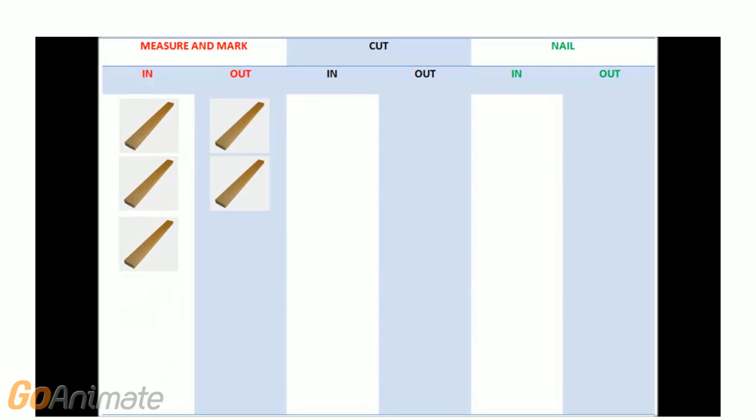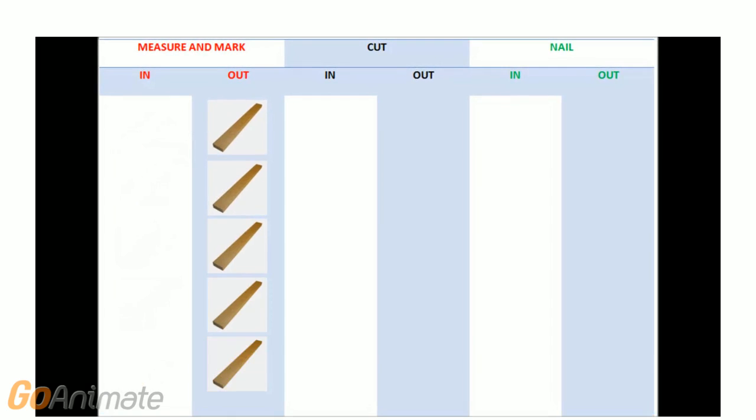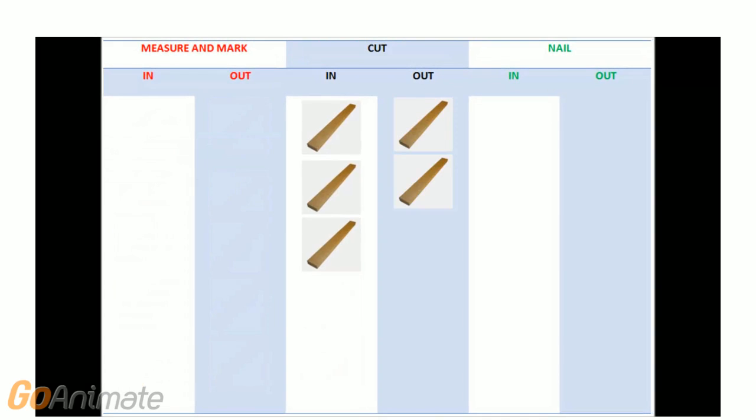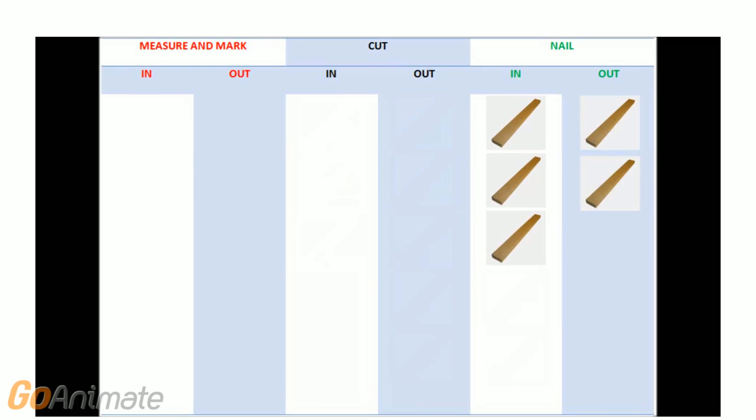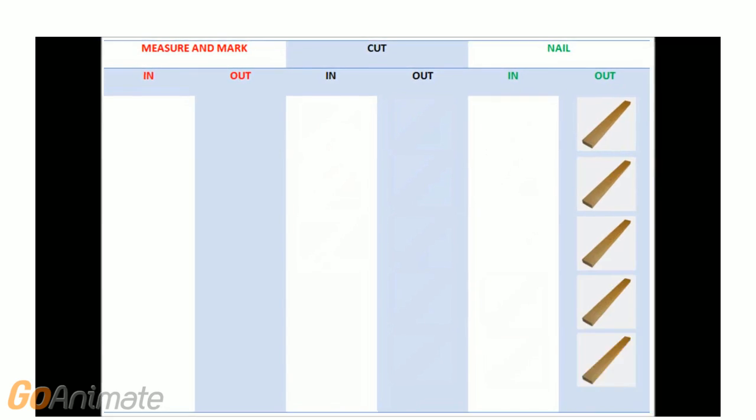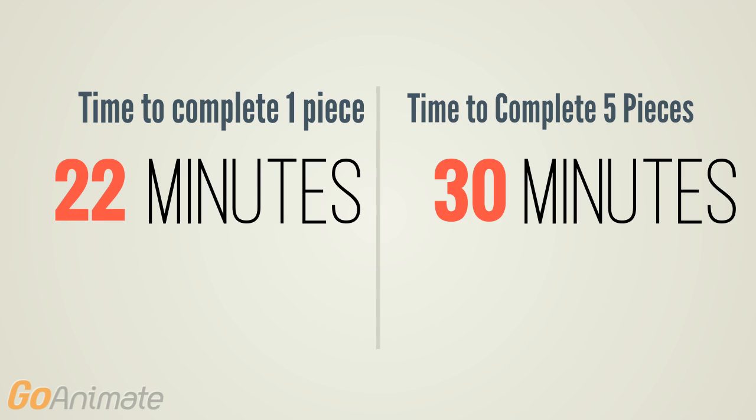Let's see this approach play out in real time. Here we have in and out boxes for every station. Notice how the material gets stuck until all 5 pieces are worked on. The time that it takes one piece to go through all phases and be ready for installation is a whopping 22 minutes. The time to complete 5 pieces is a grand total of 30 minutes.